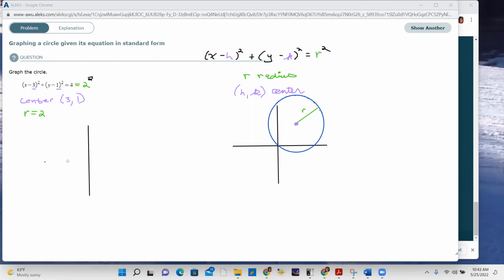I'm sure there's a circle tool for you to graph in Alex, but by hand, you'd go out 3 and up 1 and put your center right there. And then since the radius is 2, go up 2, go down 2, go left 2, and right 2. And then draw your circle, making use of those four points. So going up, down, left, and right by hand is really handy. No pun intended.